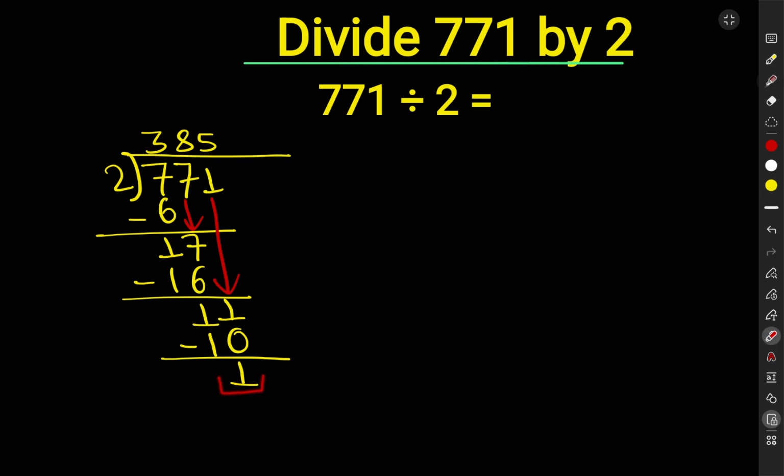So now this 1 is less than 2 and there is no other number to put it down. So we take here a decimal so that we put 0. So it is 10 and 2 times 5 is 10. On subtracting we get 0.